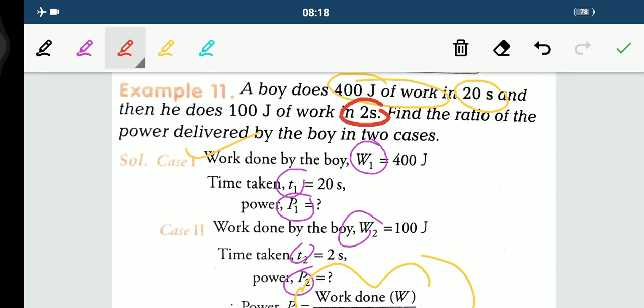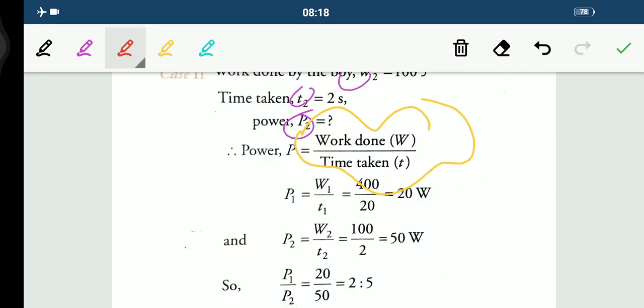Why? Because we are being asked to find the ratio. So ratio you all know, but we need to divide the things that are given to us. So we need to divide both the powers. So how will you calculate the power? First of all, we need to know power 1 and power 2. Fine. So power 1 is W1 upon T1. Just put the values into the given formula.